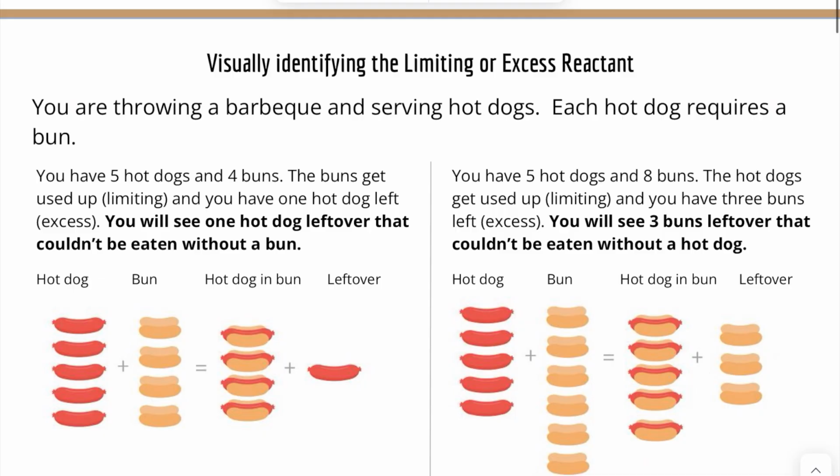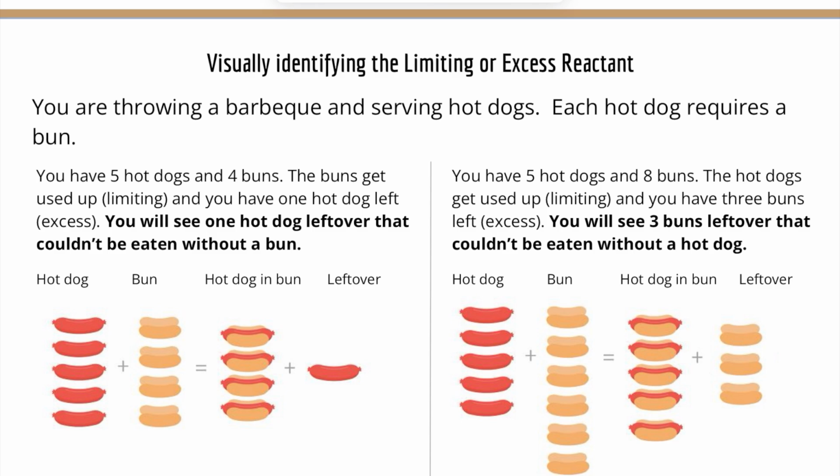All right, so what is a limiting reactant or an excess reactant? Well, we're going to talk about what those are, but looking at a visual example of identifying the limiting or the excess reactant. If you are throwing a barbecue and serving hot dogs, each hot dog requires a bun. So this would be an example of something with a 1-to-1 ratio. If you have 5 hot dogs and 4 buns, the buns will get used up, which makes the buns limiting, and you will have 1 hot dog left over, which would make those hot dogs excess.